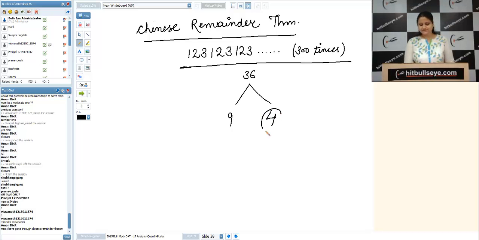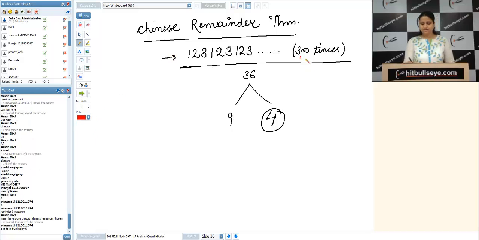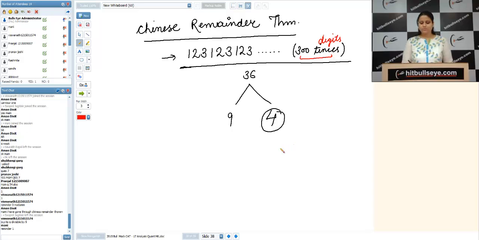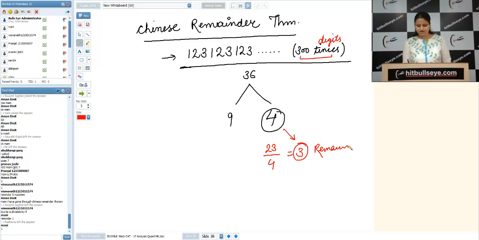So, what is the divisibility rule of 4? The number forming by last two places, that should be divisible by 4. In the case of this number 1, 2, 3, 1, 2, 3 written 300 times, 300 digits, what will be the last two places? It will be 23 only. When this 23 is divided by 4, I am getting a remainder of 3. It means when the number is divided by 4, I am getting a remainder of 3. Now coming to, one cannot be the answer, Aman and Vishwanath. Of course, answer should be that number which is leaving a remainder of 3 when divided by 4.